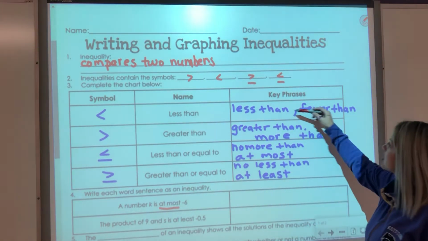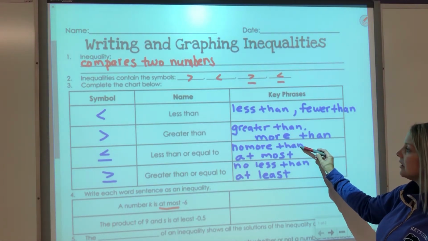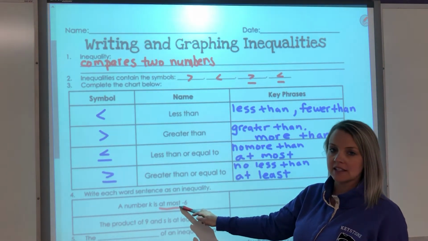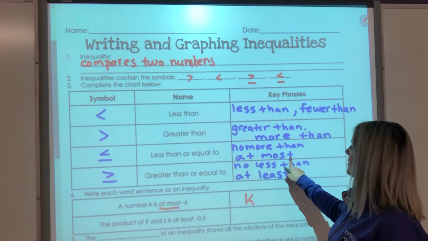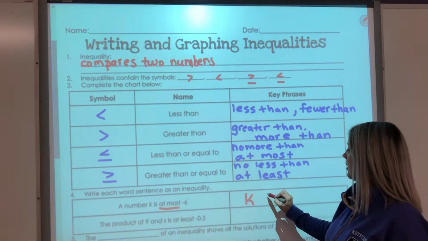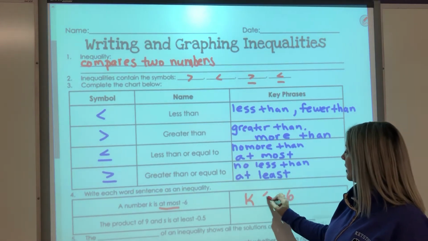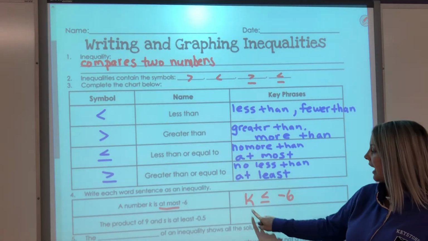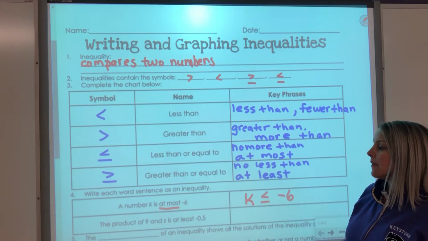So when we look at our chart, we can go through and find our inequality symbol that associates with our sentence. A number k is at most. So that means the highest the number can be is -6. But it can also be anything that's less than -6. So we use the symbol k is less than or equal to -6.